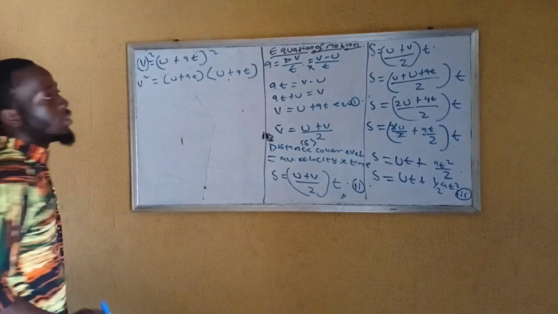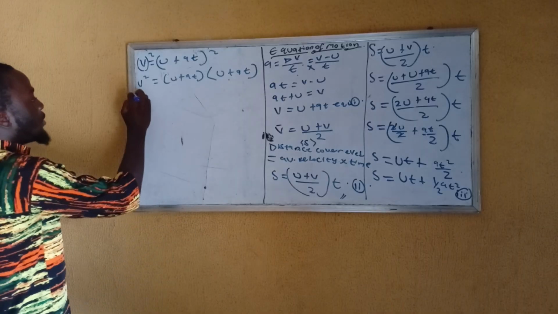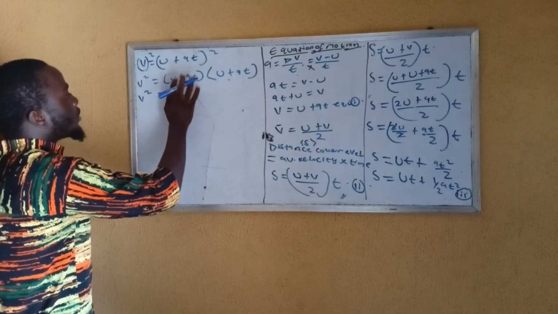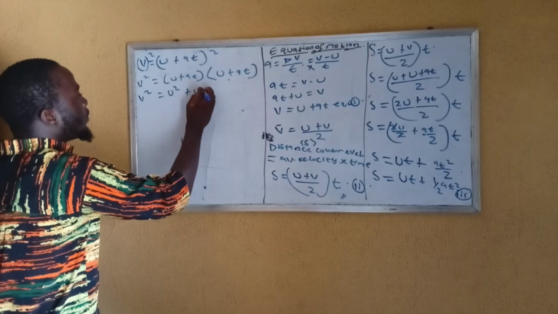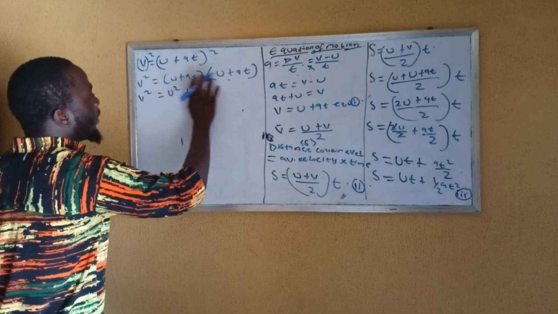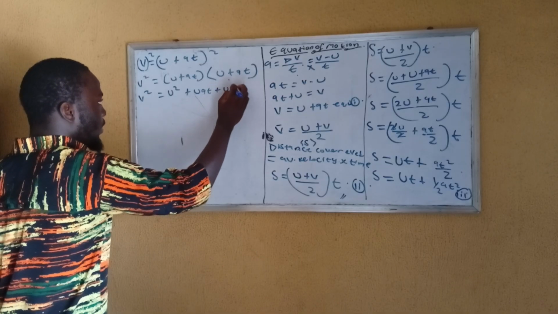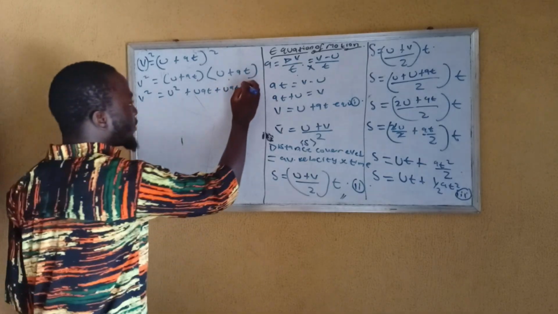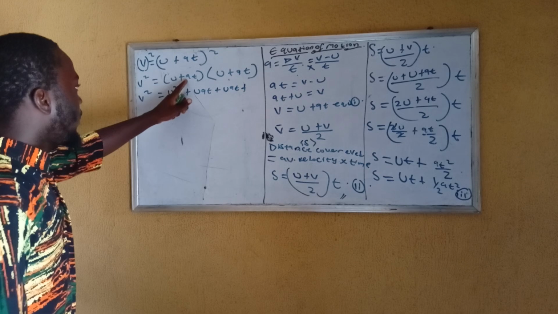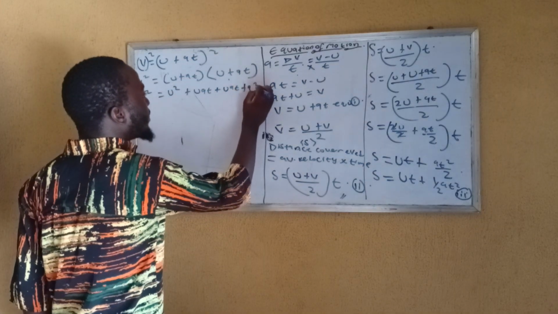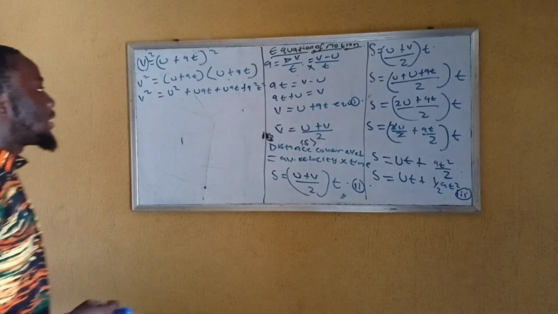So the square of this one means u plus at multiplied by u plus at. Now let's start opening the bracket. So we have v squared is equal to u times u, u squared, plus u times at, plus at times u, plus at times at is equal to a squared t squared. Are you getting me?